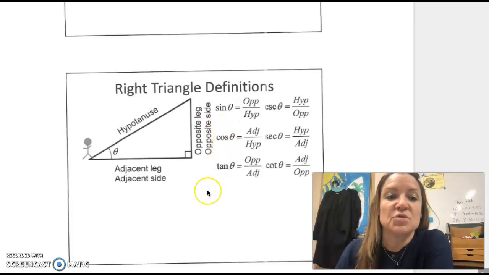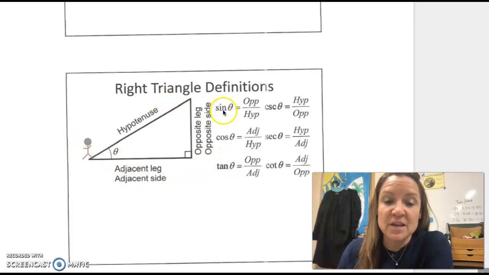The first thing you want to do is copy down the right triangle definitions. Sine is going to be the opposite over the hypotenuse. The cosecant is the inverse of that, so you just flip it over to the hypotenuse over the opposite. Cosine is adjacent over hypotenuse, so the secant is hypotenuse over adjacent. Tangent is opposite over adjacent, so the cotangent is going to be the adjacent over the opposite.